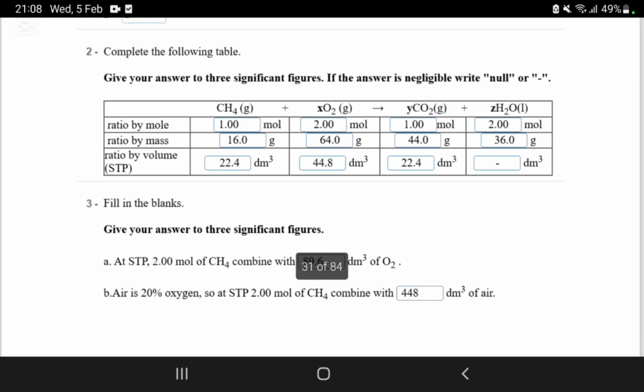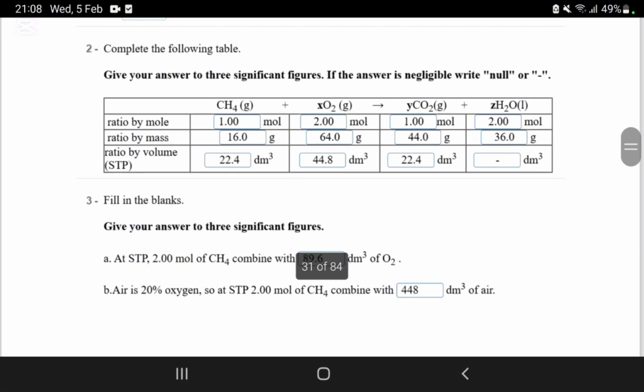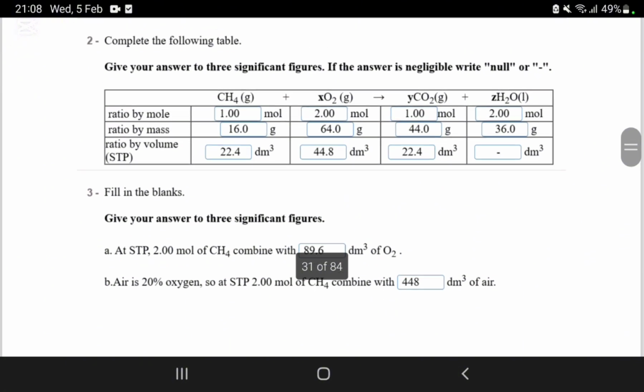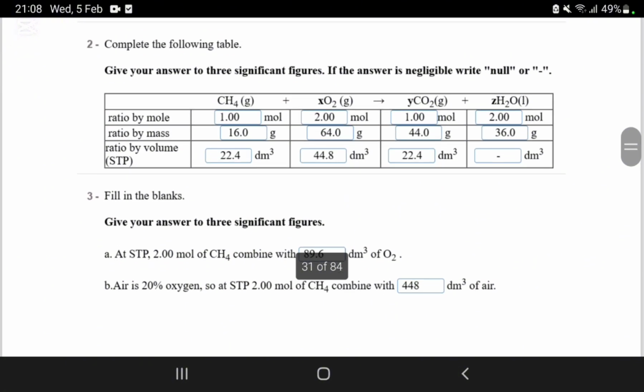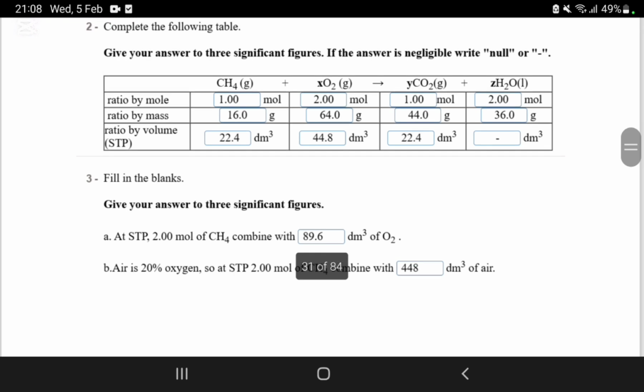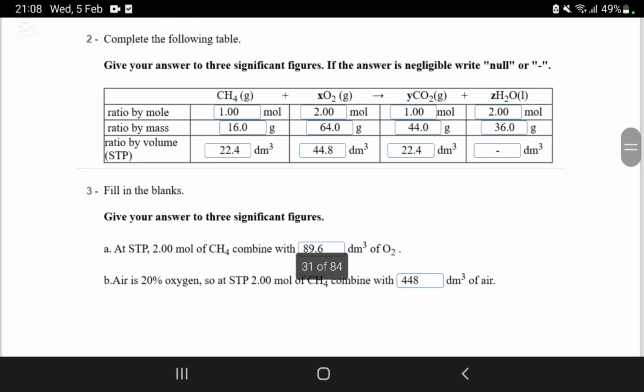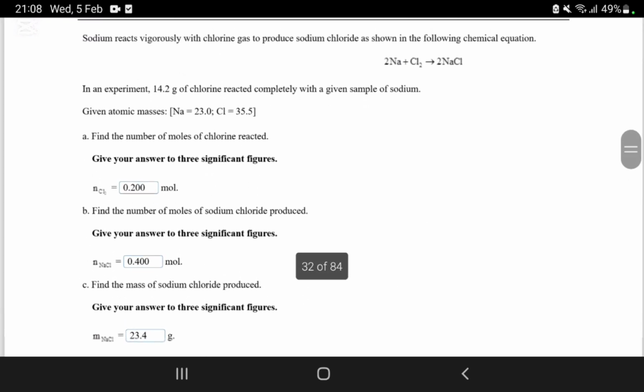At 2 moles of CH4, okay, so what they mean here at 2 moles of CH4, just multiply the whole equation by 4 and you'll get that the moles of oxygen will be 4, so you do 4 times 22.4, which will give you 89.6, and then do 89.6 times 5 to get 448.